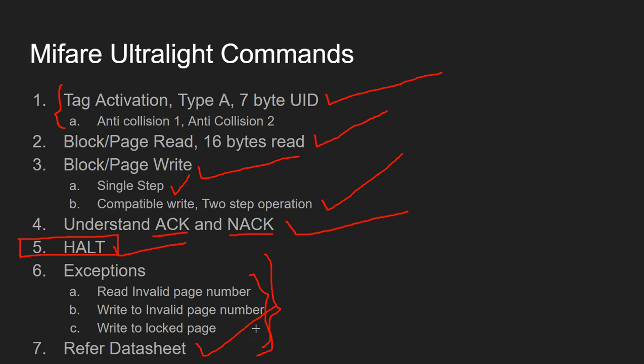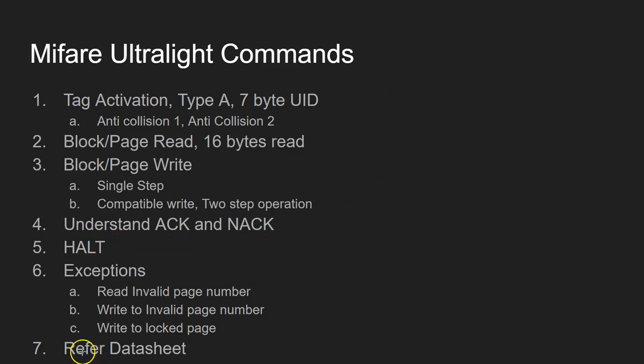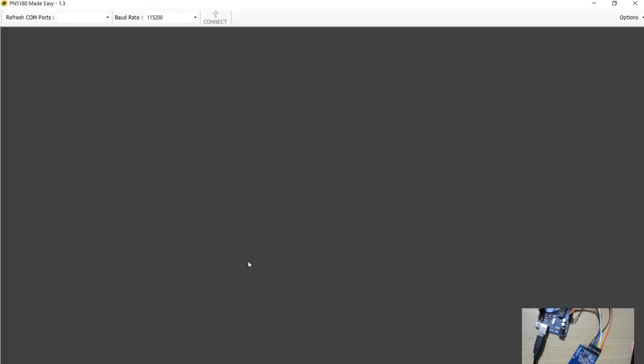This video is going to be very interesting to know how this PN5180 works with the Mifare Ultralight tag. So you can see this software. It's in version 1.3, and some new things have been added. And if you're using this software, you have to flash your Arduino with the latest hex file.